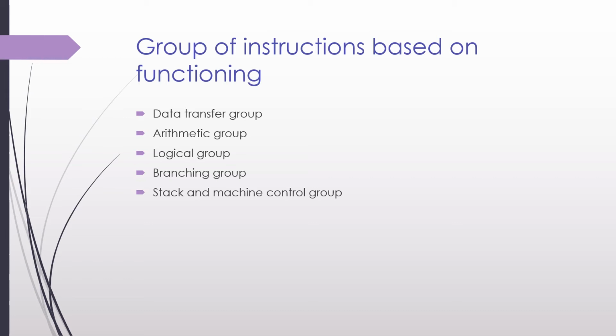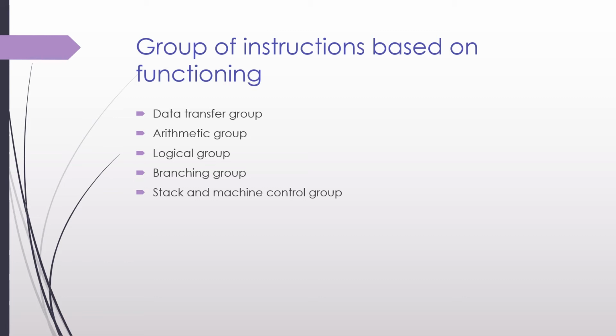When I say branching, you are jumping from one location to another location, depending upon a condition or no condition. So you are branching from the main program to the next part of the main program itself, or you are branching from one program to another program. The instructions related to jumping within the program, or jumping from one program to another program and coming back, all come under the branching group of instructions.